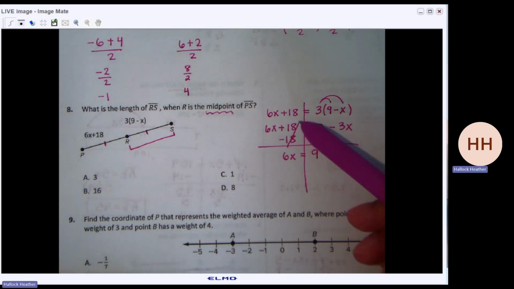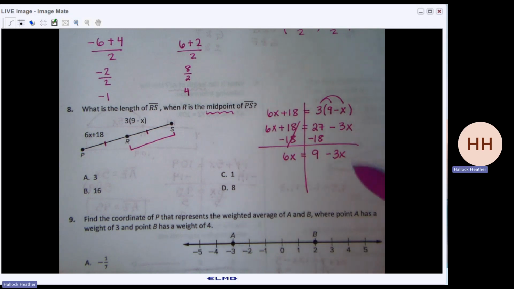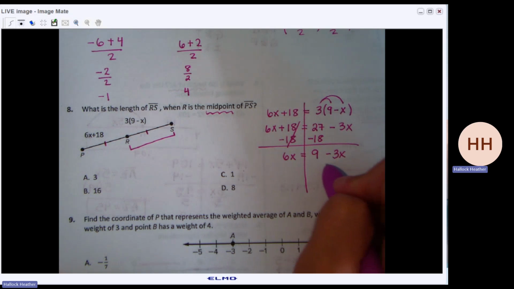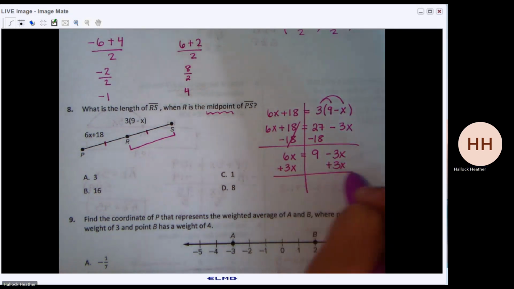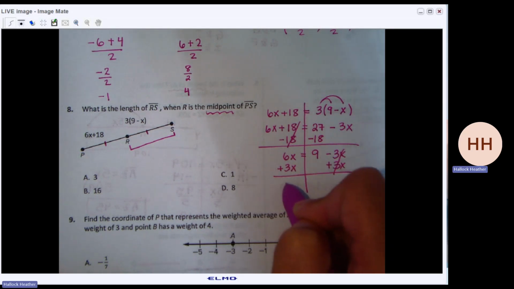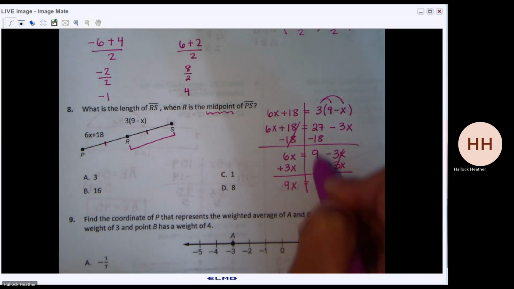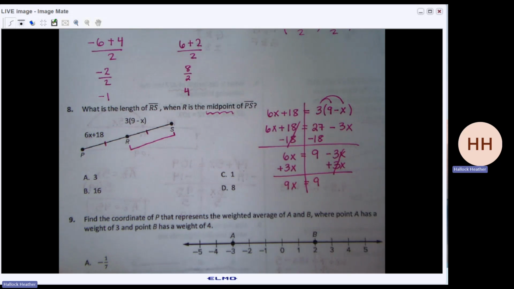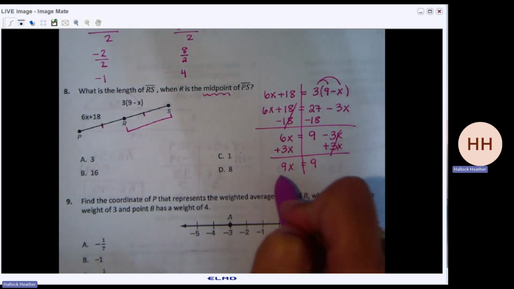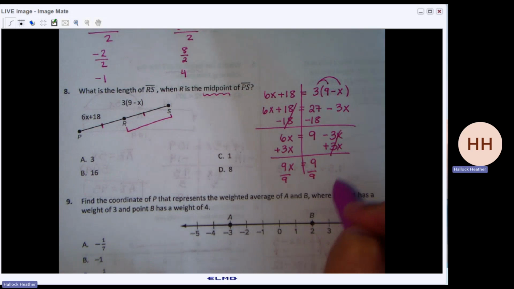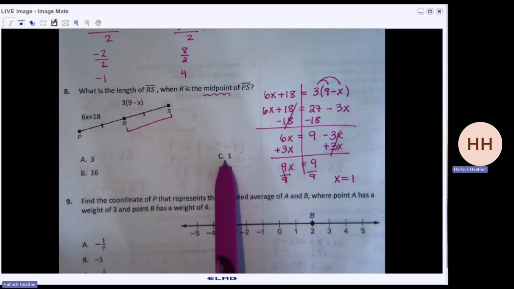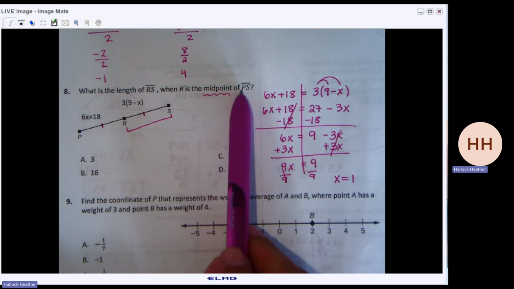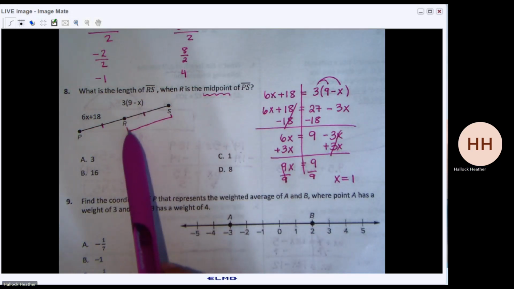Since I moved my numbers from the left to the right, I must move my x's from the right to the left. The opposite of -3 is +3, so I'm going to add 3x to both sides. 6x plus 3x is 9x. Bring down 9, and then last step, I'm going to divide by 9 on both sides. So x equals 1, but I'm not done. 1 is one of the answers, but it wants to know the length of RS.